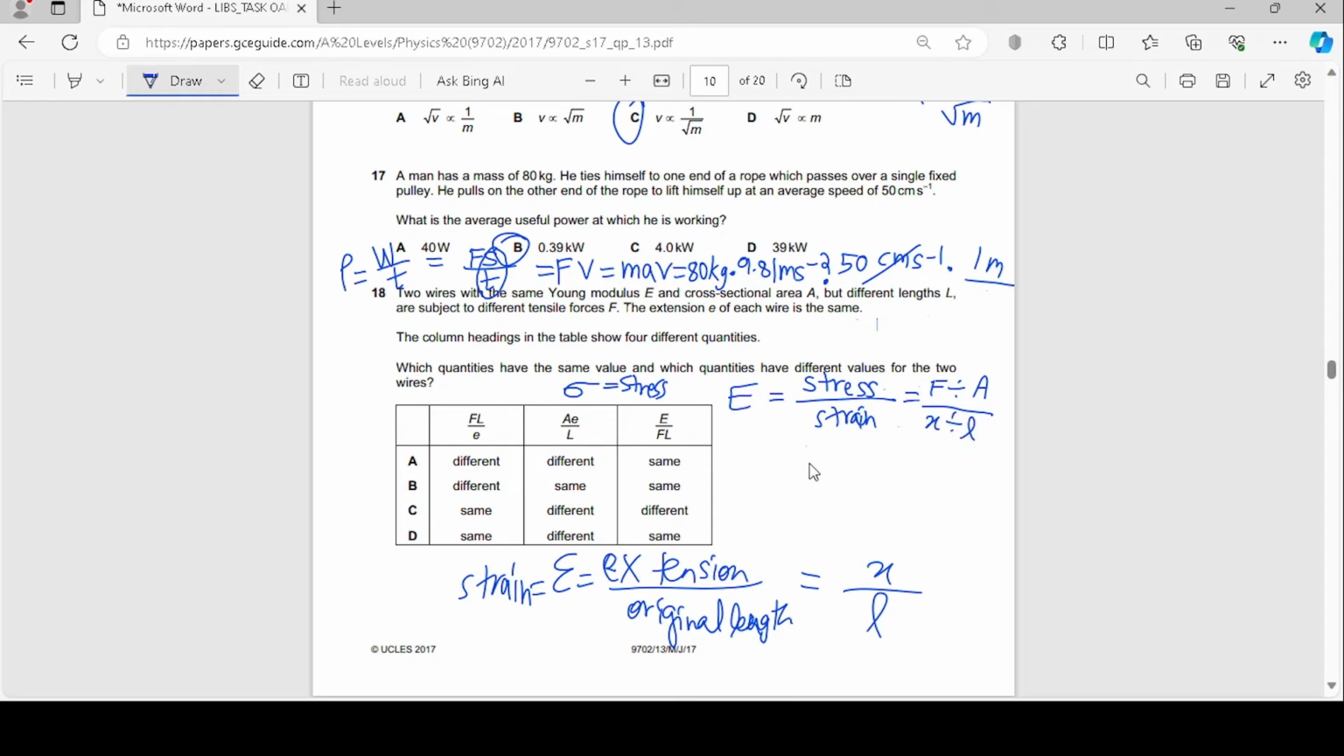So my Young's modulus E is then the ratio of stress to strain, or stress divided by strain. Yeah, so the ratio. It's a ratio as well.